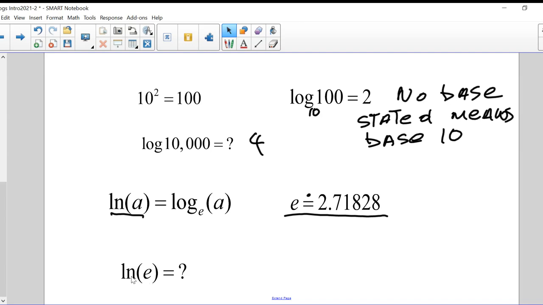Right? What's the ln of e? Can anybody come up with an answer for that? No? Nobody has an answer? Jeremy thinks it's 1. What do other people think? The base e log of e, the ln of e.